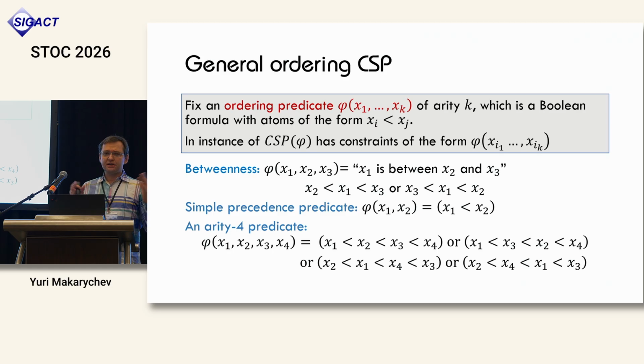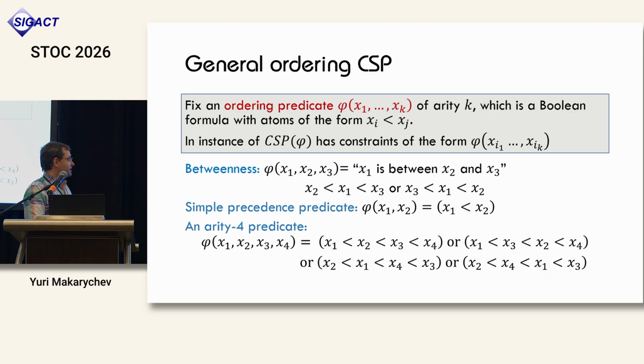Now let's define a general ordering CSP. To this end, we need to fix an ordering predicate phi of some arity k. So in other words, it depends on k variables, x1, etc., xk. And it is defined by a Boolean formula with atoms of the form xi less than xj. And here you can see some examples of ordering predicates.